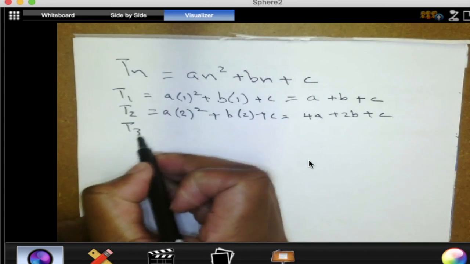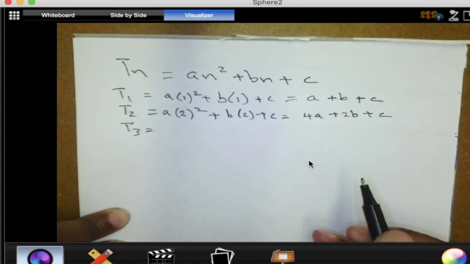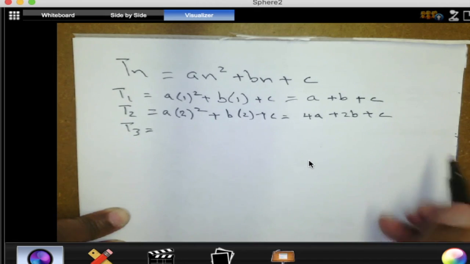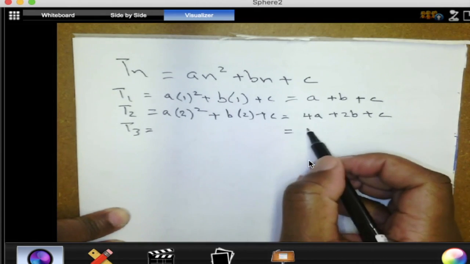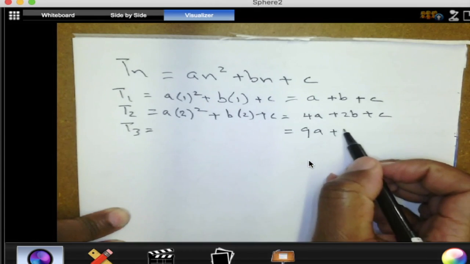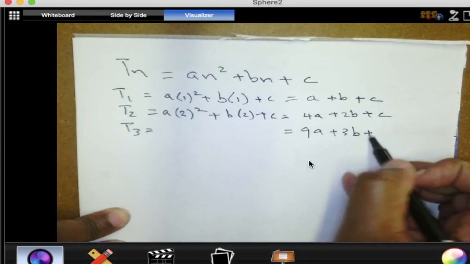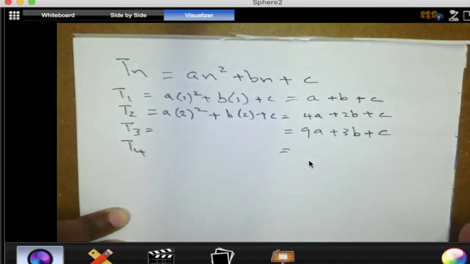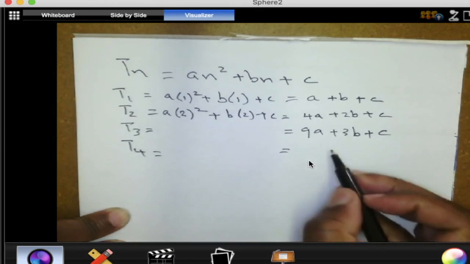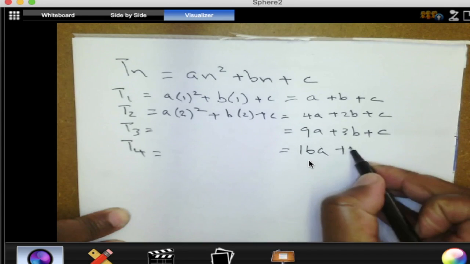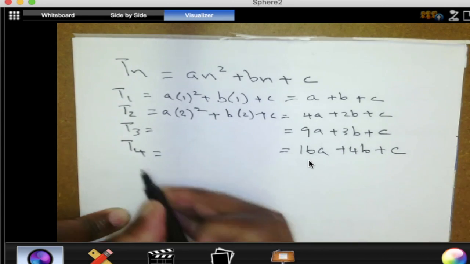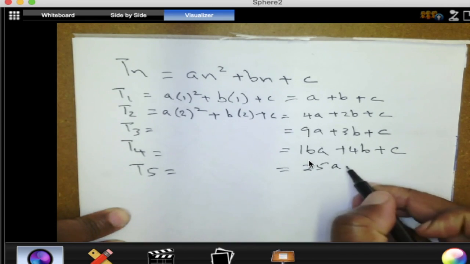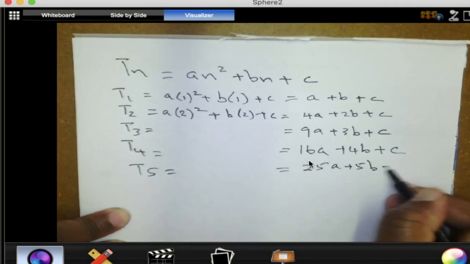Okay, let's look for T3. I think we can go to the answer straight away. We know that we're going to replace n with 3. So what will you get finally? 9a plus 3b plus c. I need two more. T4 is 16a plus 4b plus c. Let's end with T5, 25a plus 5b plus c.